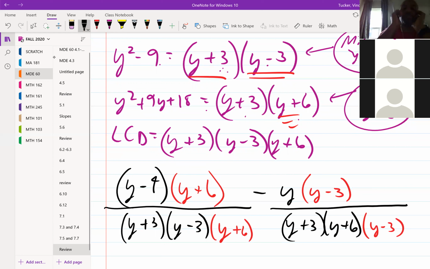To get my LCD into the problem, I must multiply the missing items from the LCD. Each denominator needs to look like the LCD. Whatever you're saying the LCD is, you want to turn each denominator into that, to make it look like it.